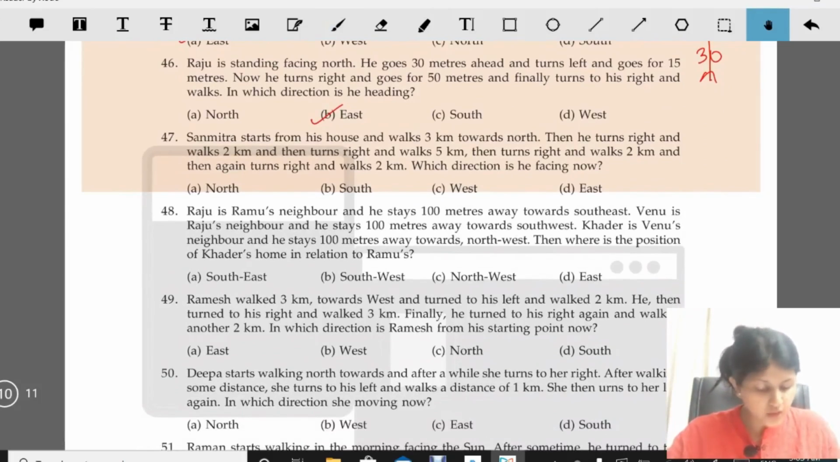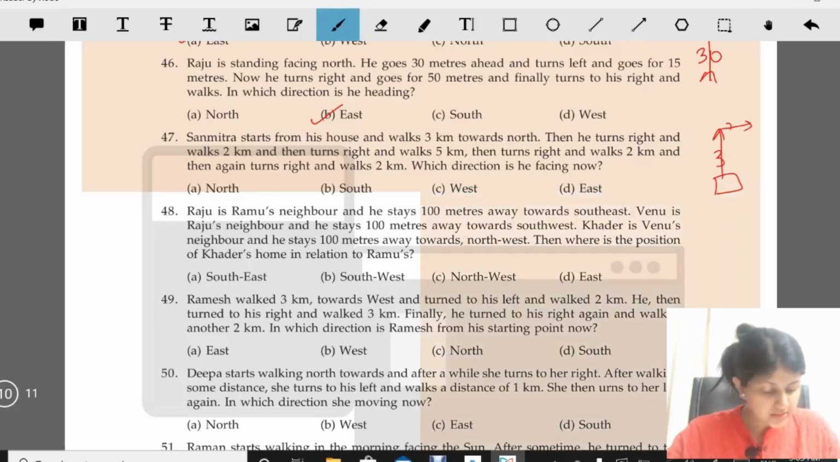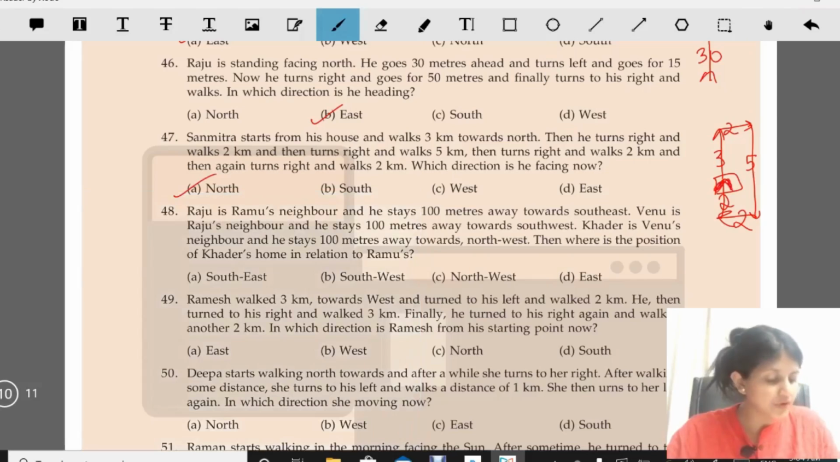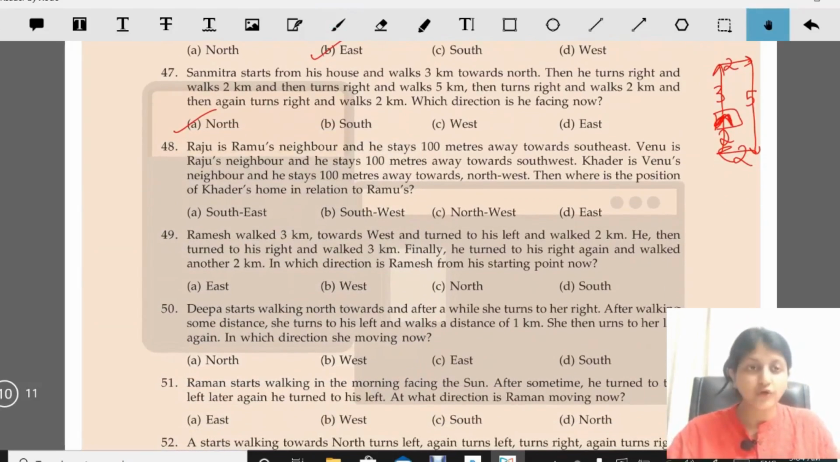Sanmitra starts from his house and walks 3 kilometers towards north. Then he turns right and walks 2 kilometers. And then turns right and walks 5 kilometers. Then he turns right and walks 2 kilometers. And then again he turns right and walks 2 kilometers. Which direction is he facing now? So obviously he is facing north and actually he is back to the point from where he started. 48.